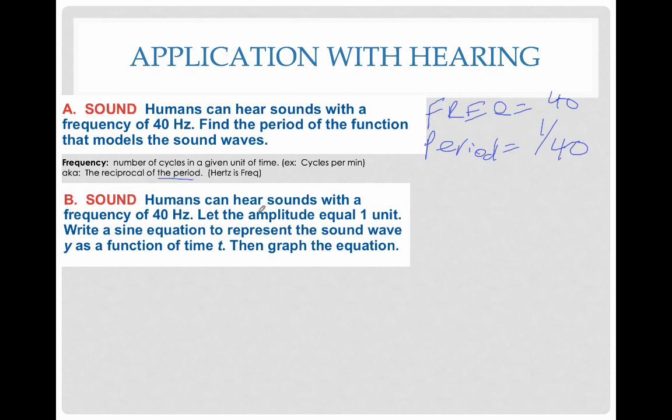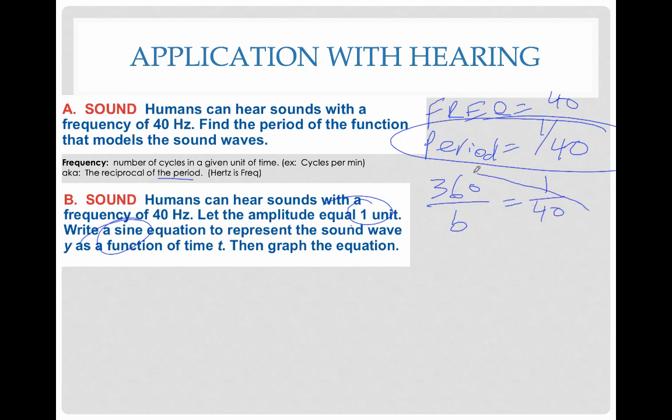So how do we graph something like this? It says use an amplitude of 1, and it says graph a sine curve, and we're going to use that period, okay? We got to write the function first of all. Okay, this is a big moment. Pay attention right now. Period. How do you find it? 360 divided by b equals 1/40. Now we got to solve for b.